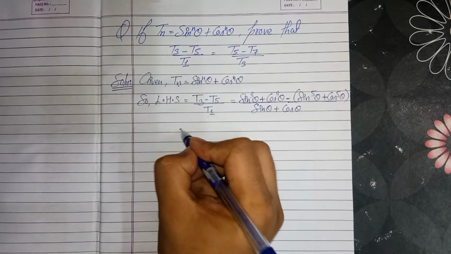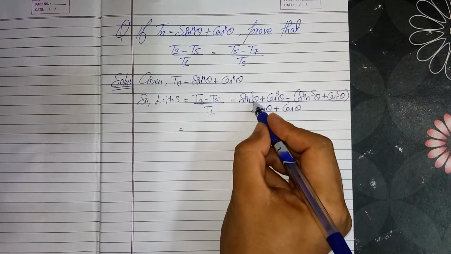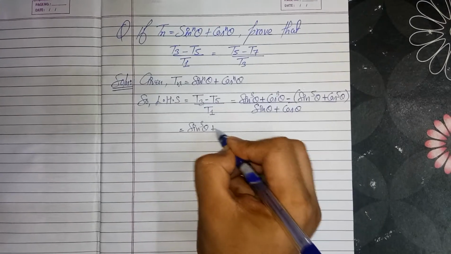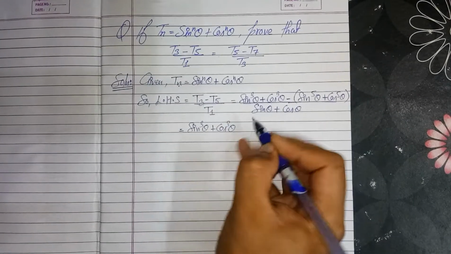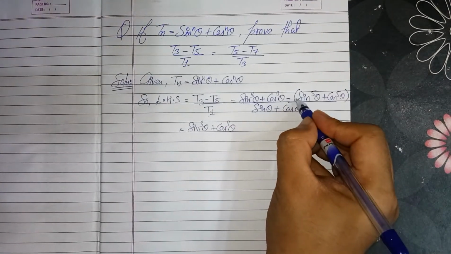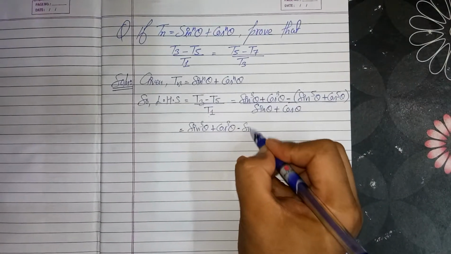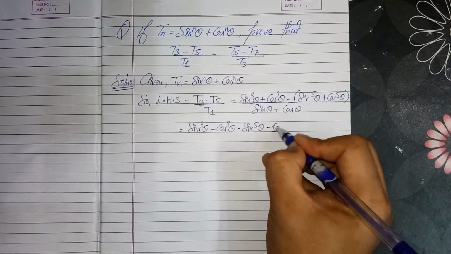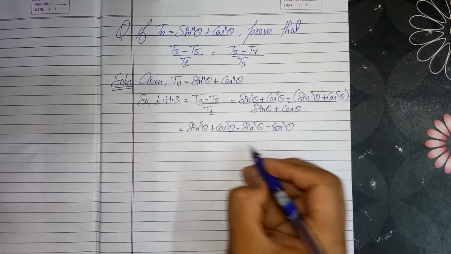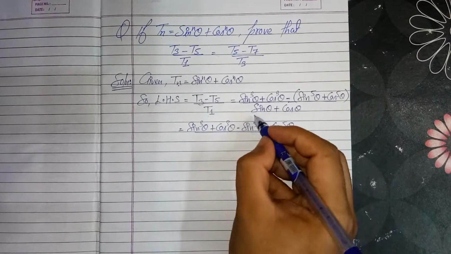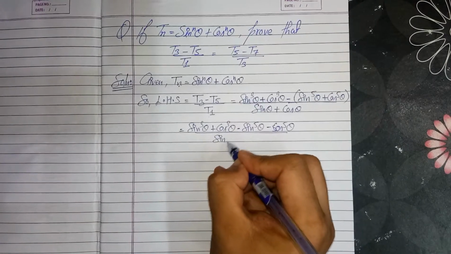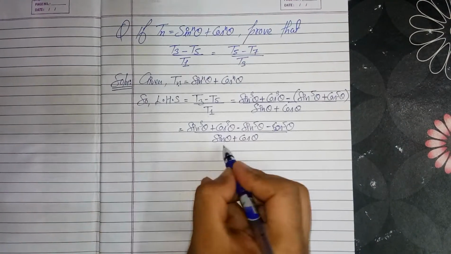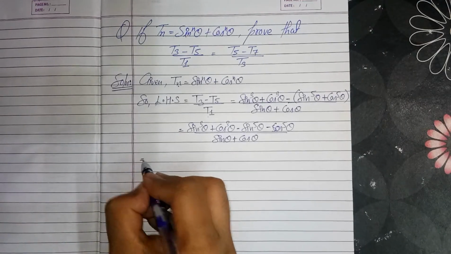Now we have to simplify this one. What we get is sin cube theta plus cos cube theta, this is minus, this minus into plus becomes minus, so sin 5 theta and minus cos 5 theta, divided by sin theta plus cos theta. Okay, now let me write after this over here.